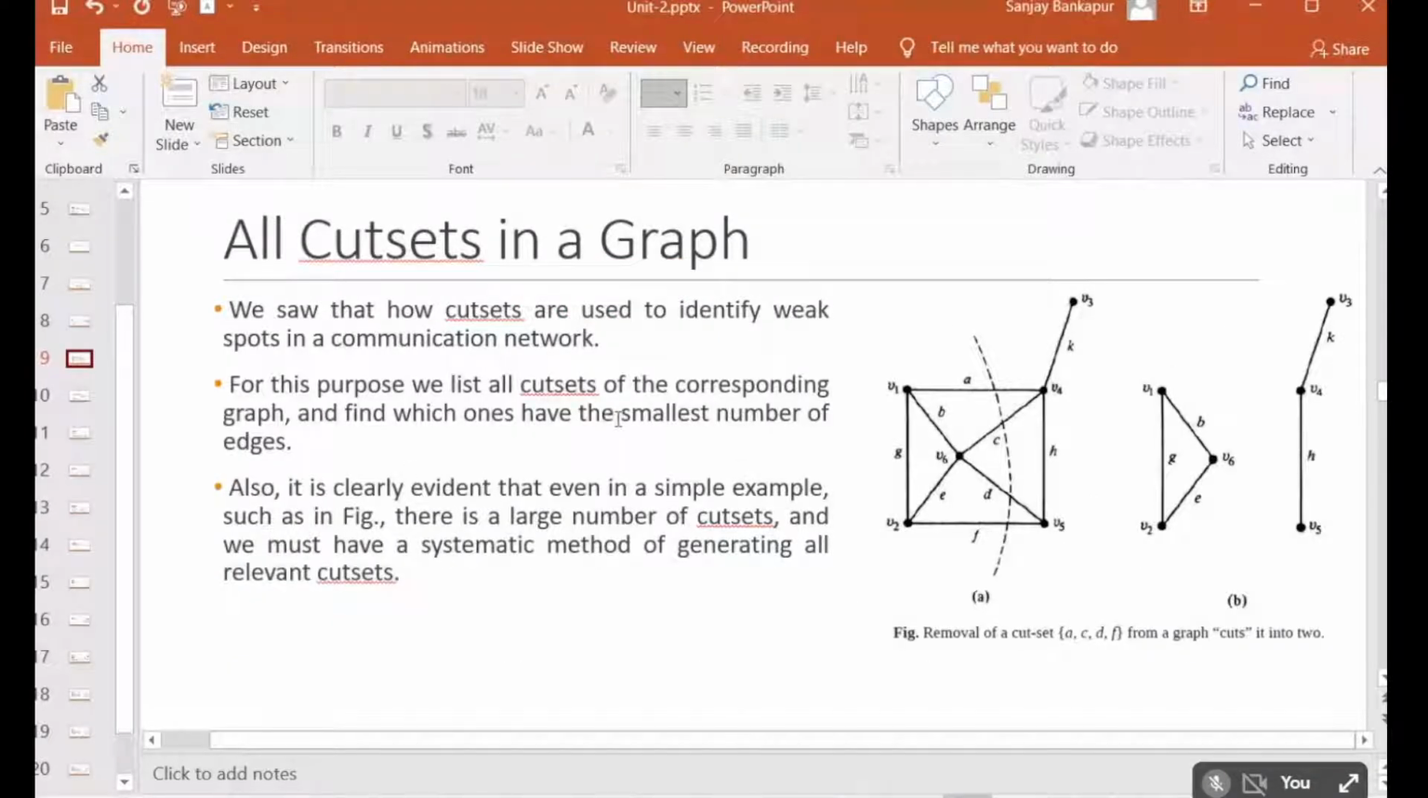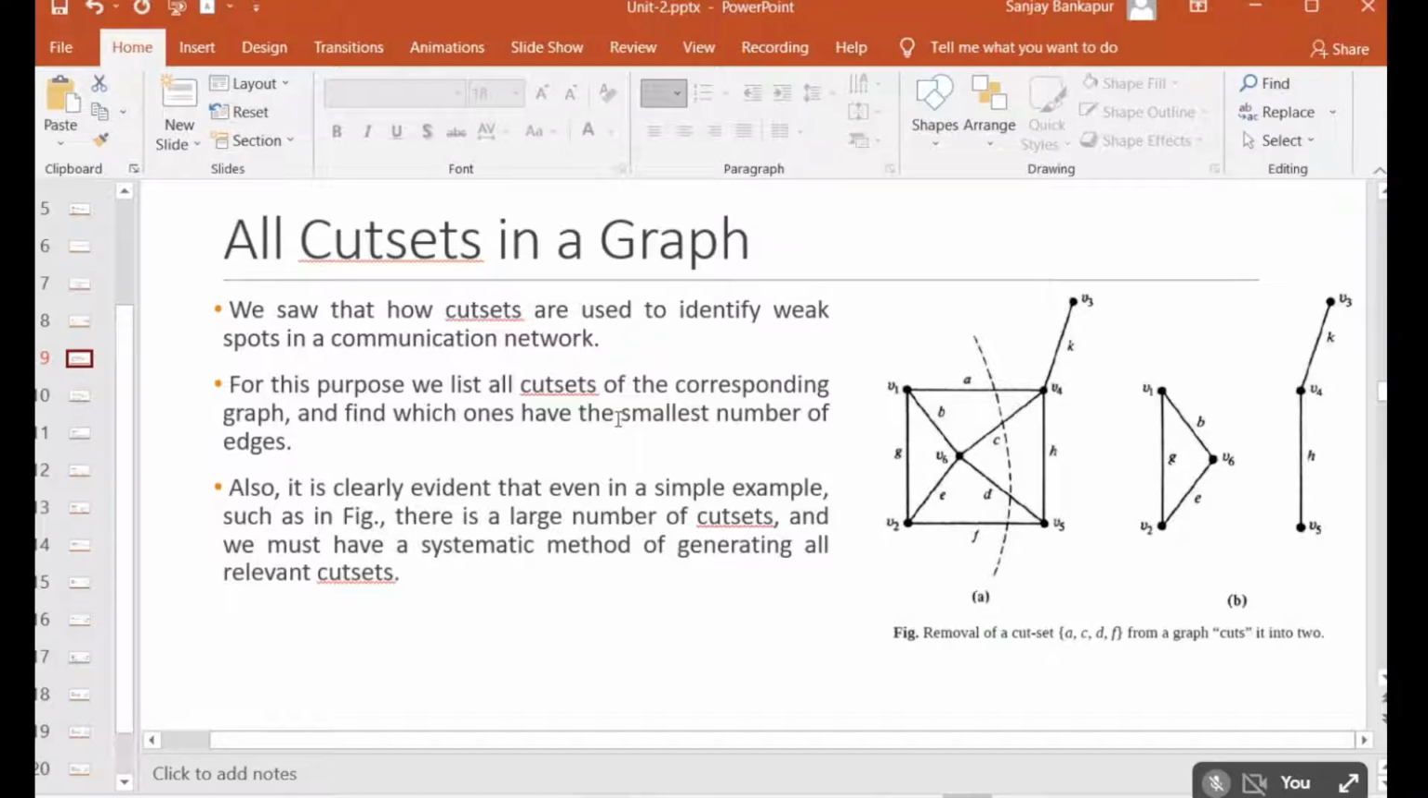So now, as we discussed, the application side of cut sets is identifying the weak links, then addressing those weak links helps in making that network strong, right? That's the application part of cut sets. So to do that, for a given graph, we should be able to find all the cut sets for the given graph. So how can we do that?